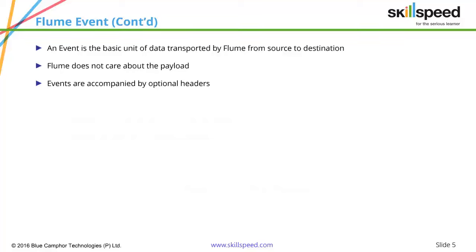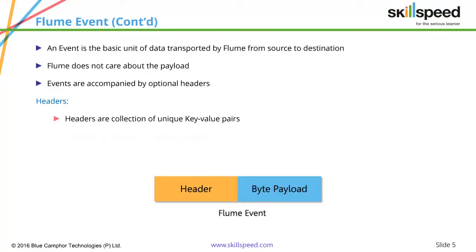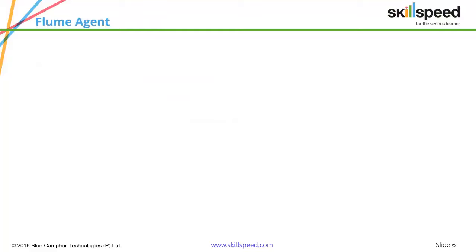Now, optionally, you can have headers in an event which have unique key value pairs. Now, these headers are used for contextual routing. You can have a header in a Flume event which will mark it with a higher priority, so that using contextual routing you can move that particular event into HBase rather than directly moving it into HDFS. However, the header part is completely optional.